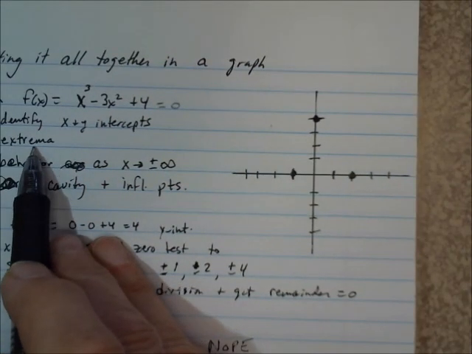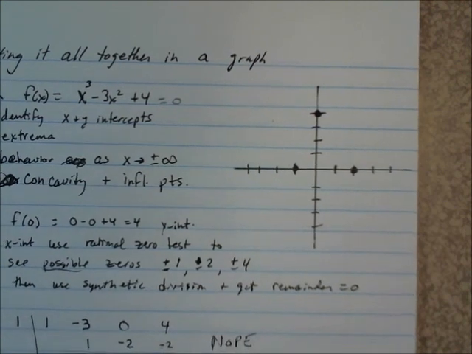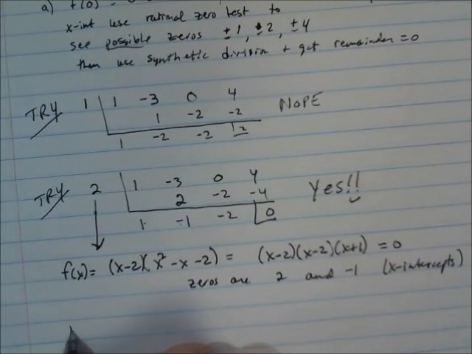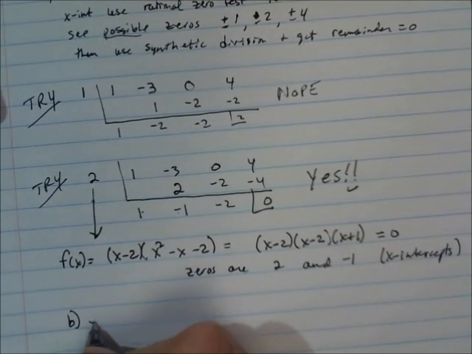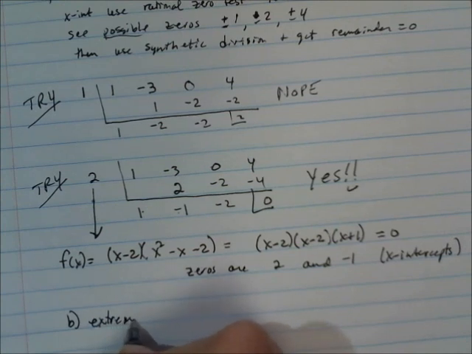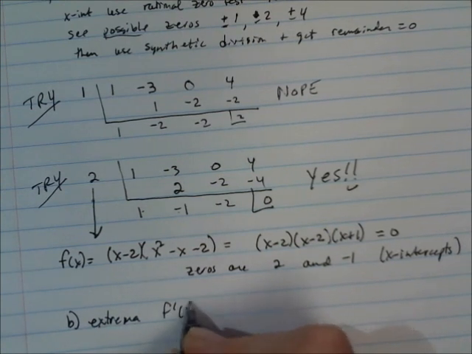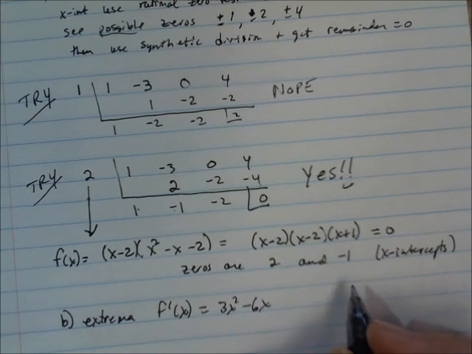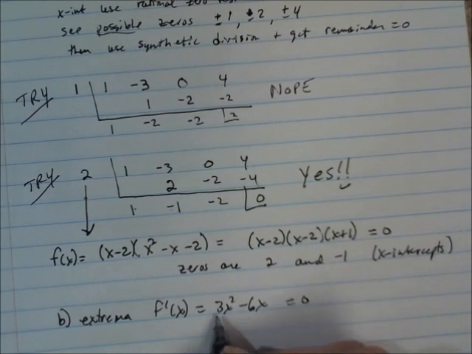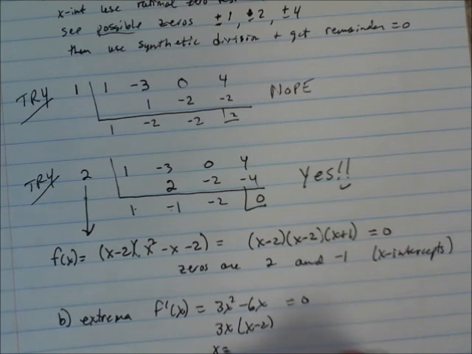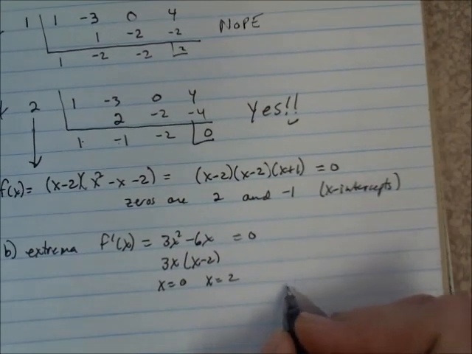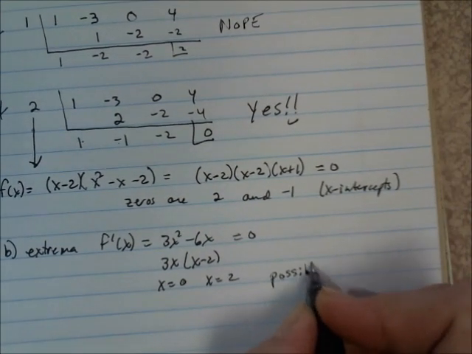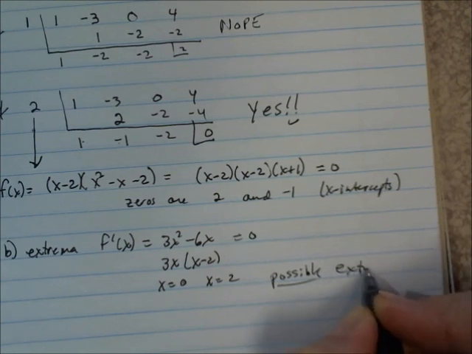Now to get the extrema, you're going to just find the derivative and set it equal to 0. So this is part B, extrema. F prime of x is equal to 3x squared minus 6x. Set it equal to 0, and you can factor 3x out of there. So x is equal to 0 and x is equal to 2. Those are possible extrema.